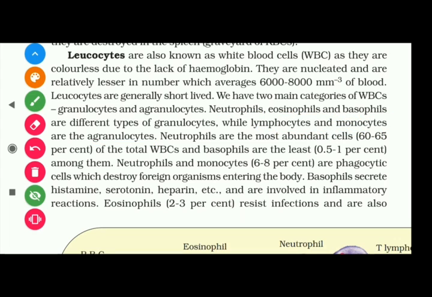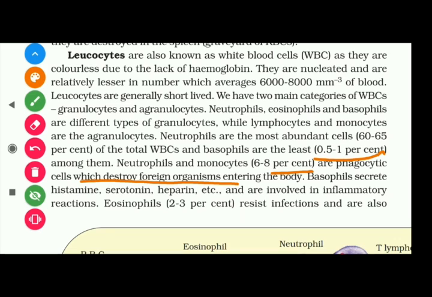Now neutrophils are the most abundant cell, 60 to 65% of the total WBC. Basophils are the least, 0.5 to 1%, and monocytes are 6 to 8%. They are phagocytic cells which destroy the foreign organisms entering our body. When some foreign particles come in our body, they act as phagocytic cells, meaning they can destroy these foreign particles or organisms entering our body which are harmful to it.